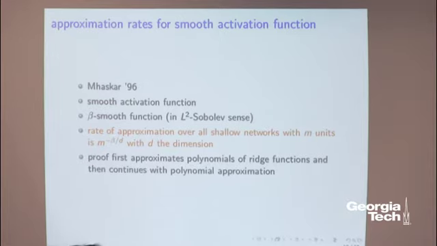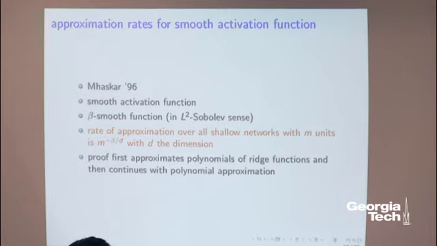And so therefore that means essentially that these shallow networks, if you have a smooth activation function, then you get the classical approximation rates. And how does the proof work? The proof, again, goes via first approximating polynomials and then somehow taking ridge functions based on polynomials, and then based on that you have essentially standard approximation theoretic results that tell you that this is the approximation order that you can expect.